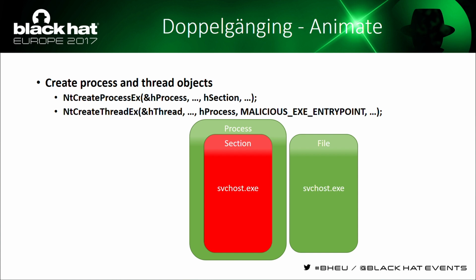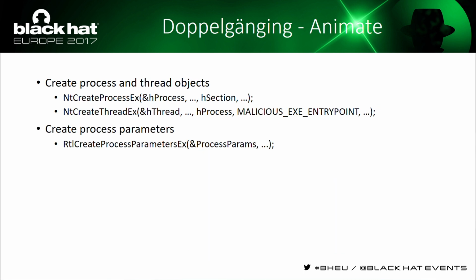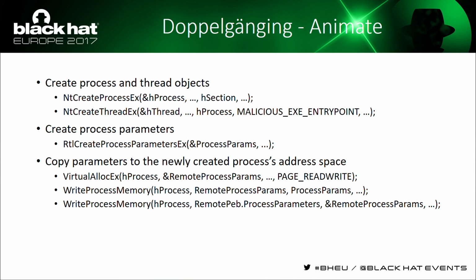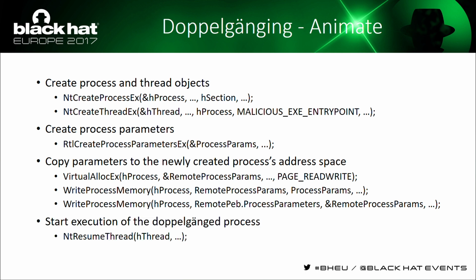We also need to create the main thread for the process, and then all that's left is to do the rest of the heavy lifting that used to be done by the user mode code in Windows XP, which is to create the process parameters, to allocate memory for the process parameters, to fill the process parameters with the correct values, to write them to the target process's address space, and then to set the address of the parameters inside of the process environment block. The last thing we need to do is to resume the execution of the thread and basically have the doppelganger start running.